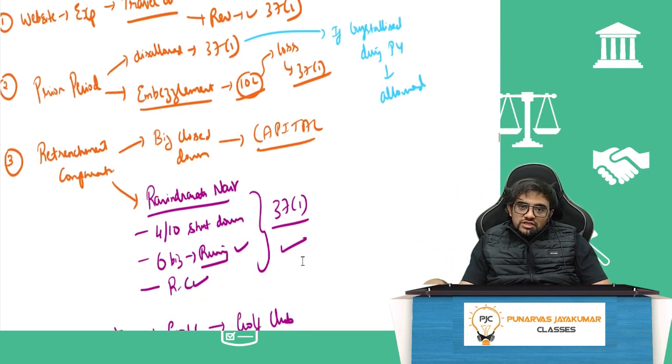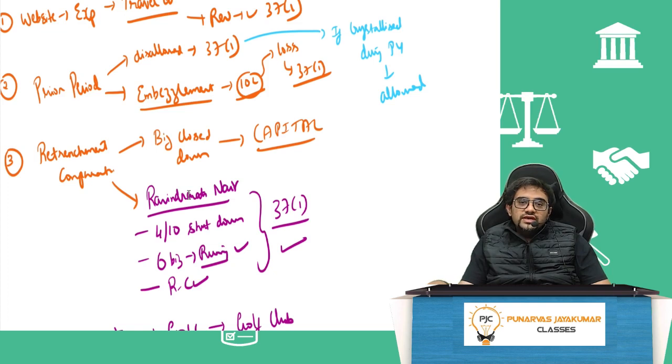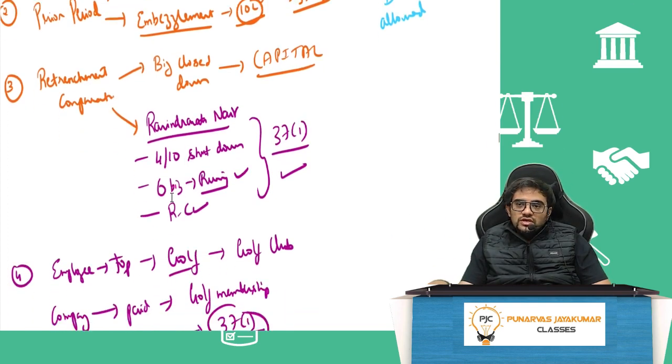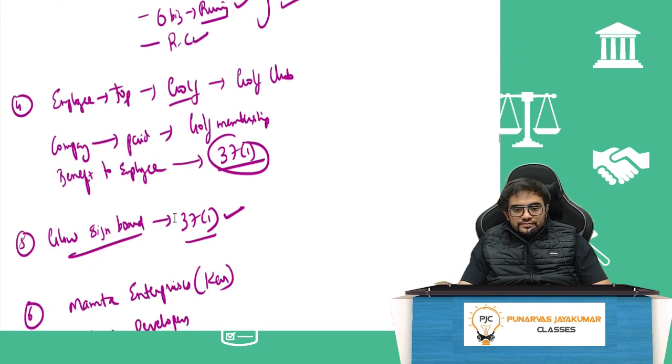Retrenchment compensation. If the entire business has closed down and any retrenchment compensation is paid by the company to the employees, it is capital in nature. On the other hand, in the Ravindranath Nair case law, 4 out of 10 businesses were shut down, 6 businesses are still running. So retrenchment compensation paid to them was allowed under 37(1).